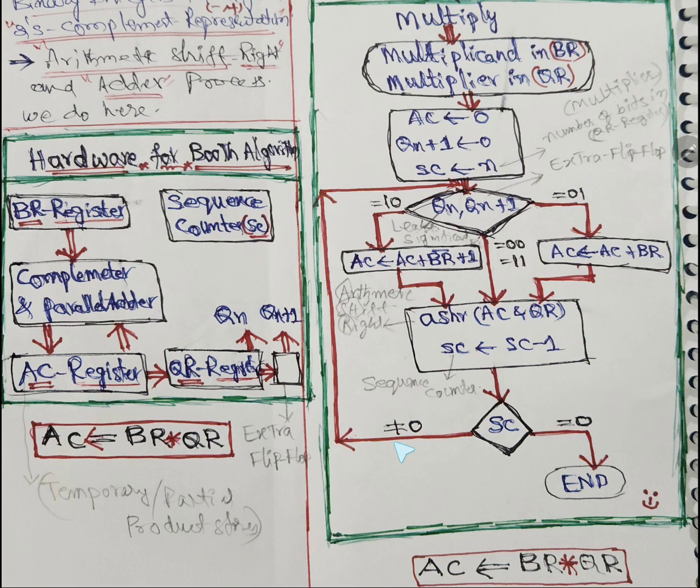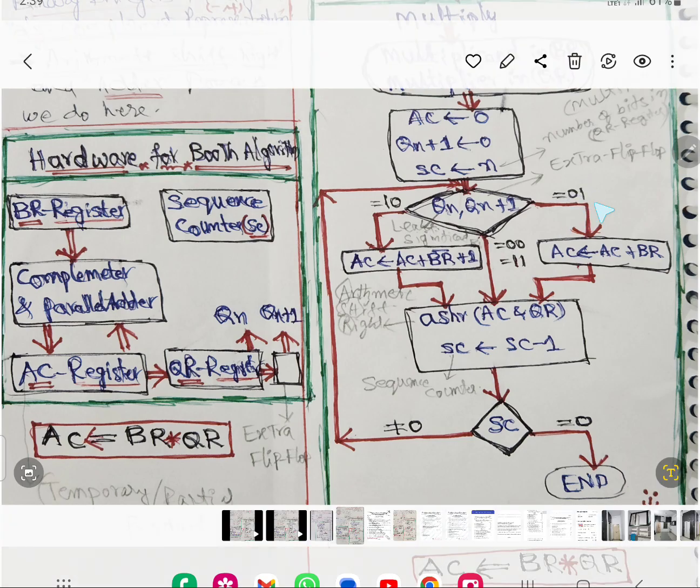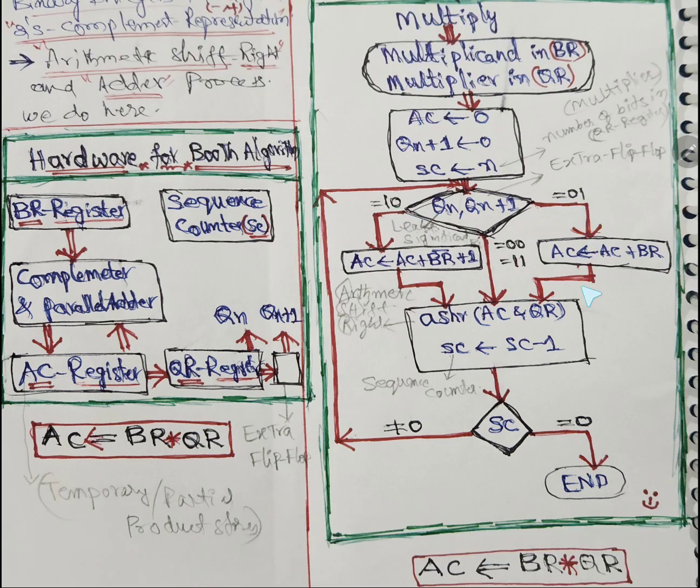When it is not equal to 0, it will move to here. Again, Qn and Qn plus 1 will be shifted there, and that will be compared here: 0, 1 and 1, 0. If it is 0, 1, simply the accumulator will be added: accumulator plus BR register. Right, very simple. I will show you here. Accumulator plus BR register will be added.